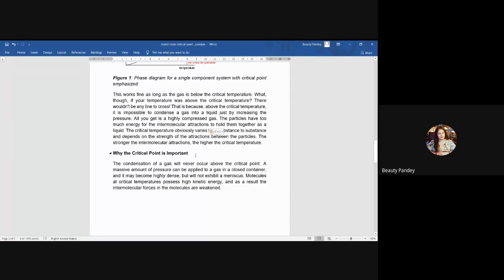The condensation of a gas, or liquefaction of a gas, will never occur no matter how much pressure you apply for a given temperature. No matter how much pressure you apply.